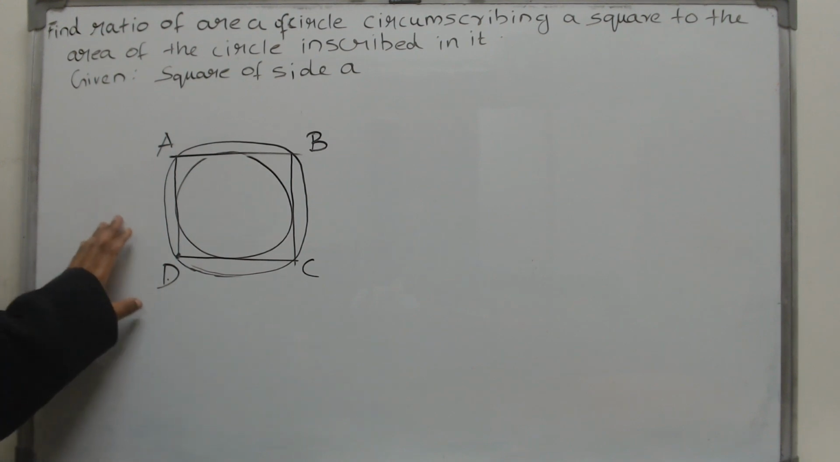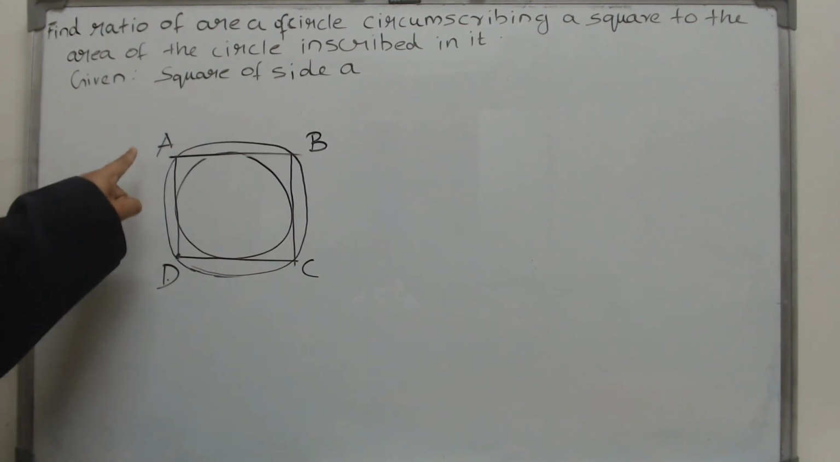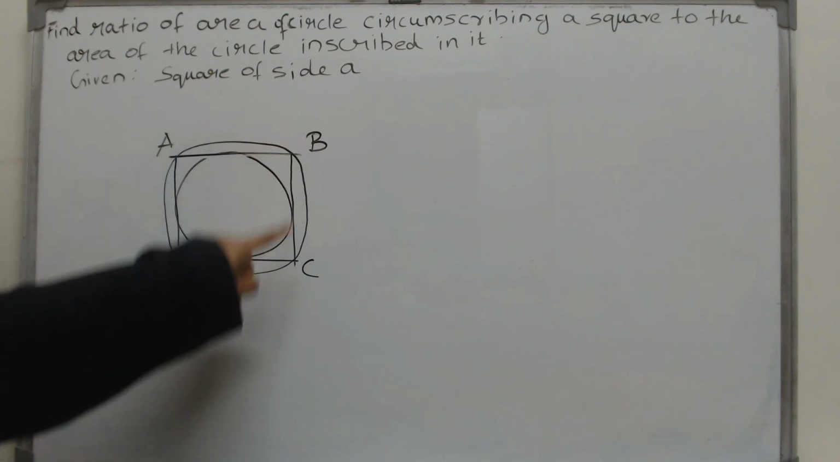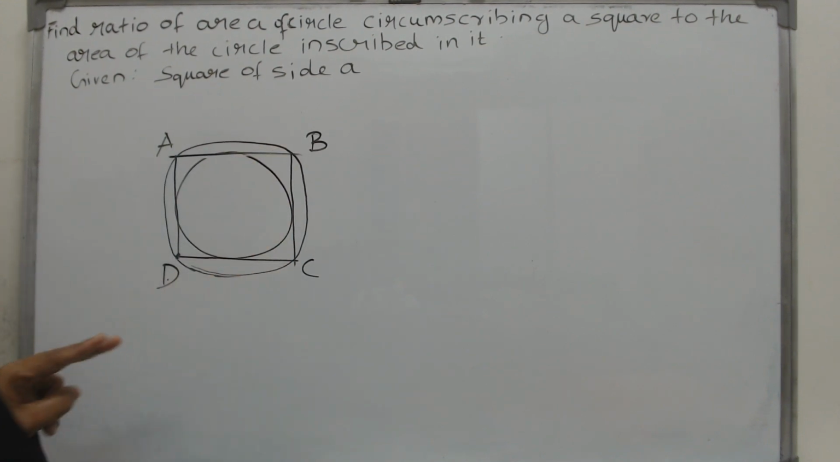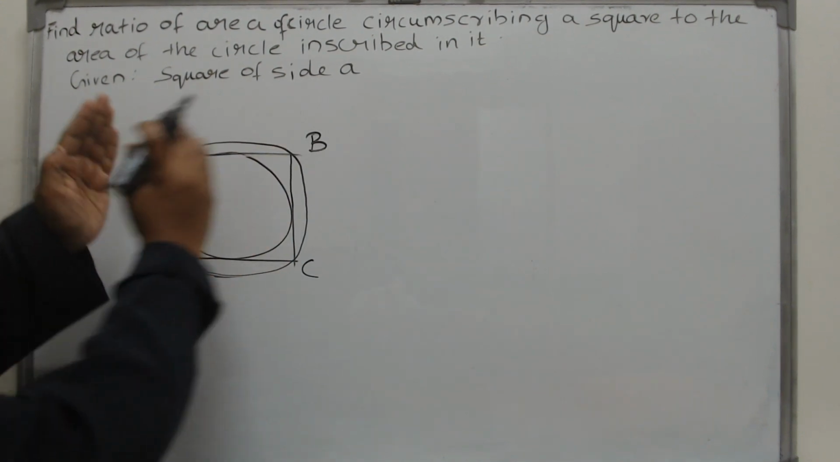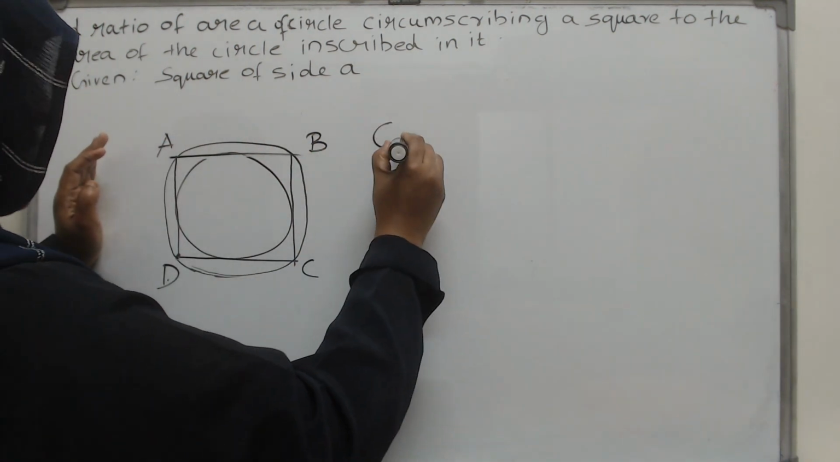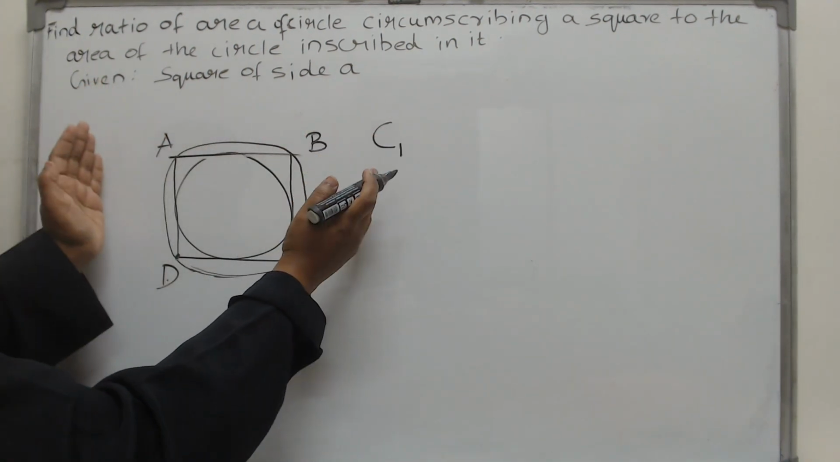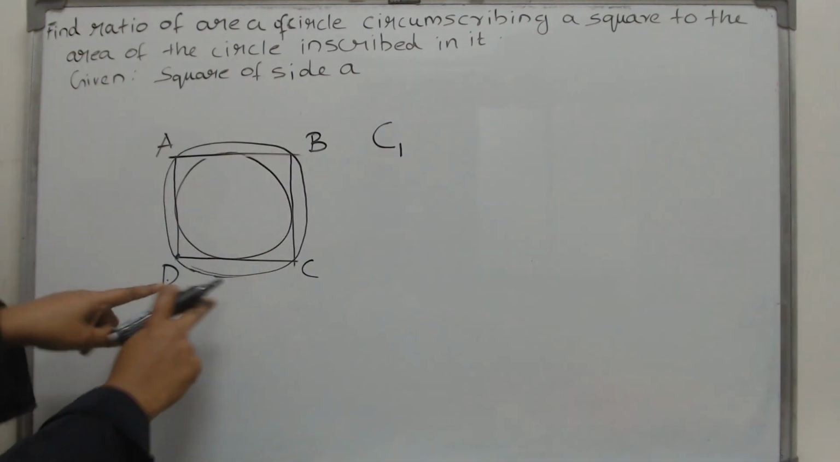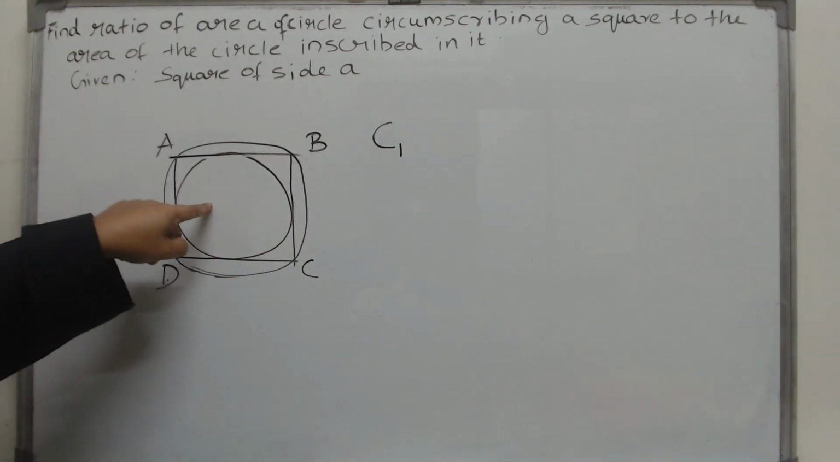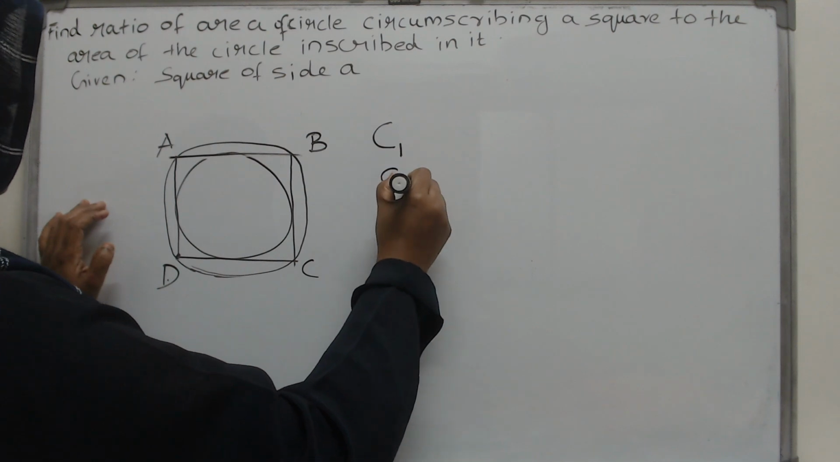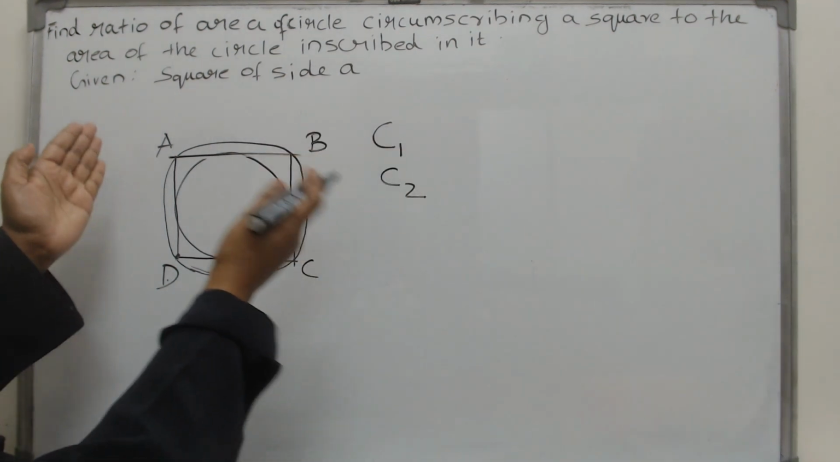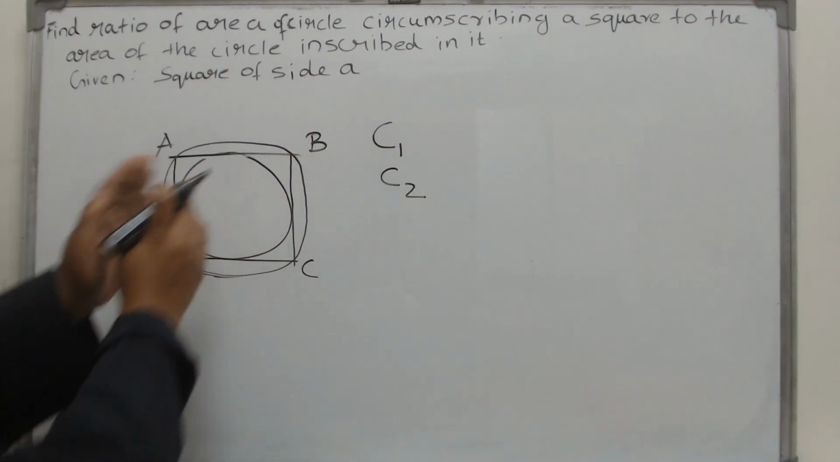Here we have a very interesting question. We are given a square ABCD. There are two circles. A bigger circle, let us name it C1, which circumscribes the square. A smaller circle, we will name it C2, which is inscribed inside of the square.